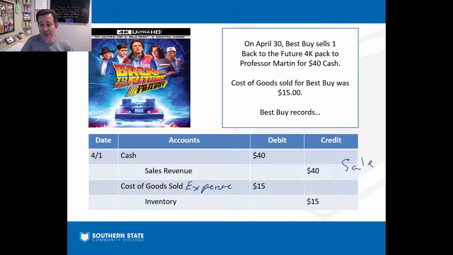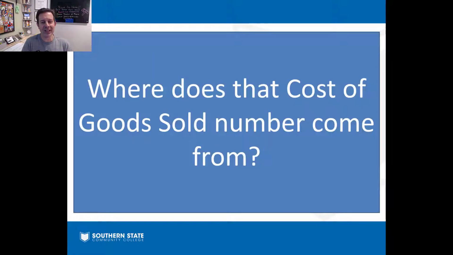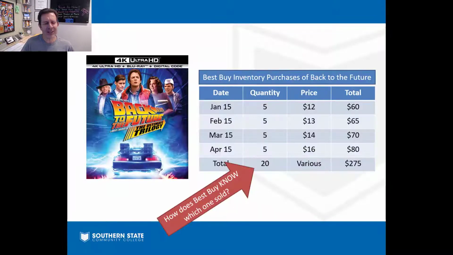As I mentioned in the intro, the part we haven't talked about: where in the world do we get that cost of goods sold number of 15? You think, well, that's easy. It's what Best Buy paid for it. Well, yeah, but it's a little bit more complicated than that. So our video today, our goal, is for you to understand where that cost of goods sold number comes from. So let's go ahead and talk about that because it can get a little bit wonky, a little bit complicated. Let's assume that Best Buy bought that pack a few different times during the year.